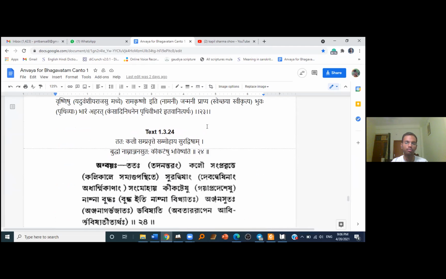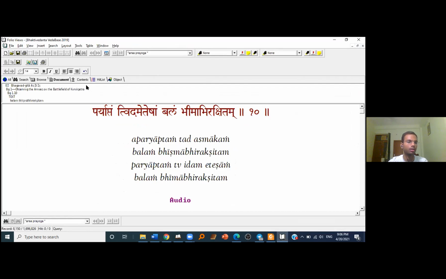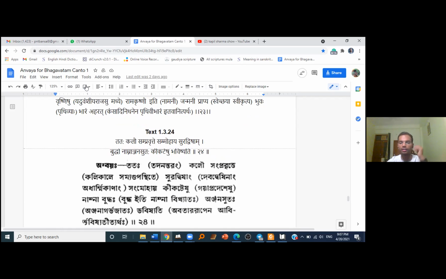Pravritte shastra sampate. What does that mean in the Gita? When the battle began, started, or initiated. Pravritte shastra sampate dhanuruddamya Pandava. When everyone took up the weapons to begin shooting, something like that.